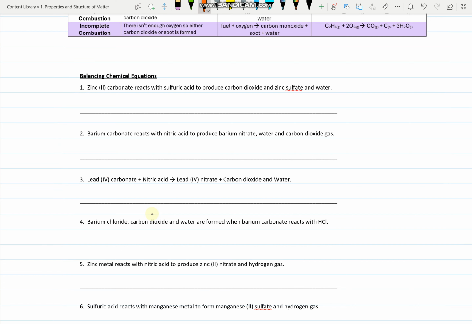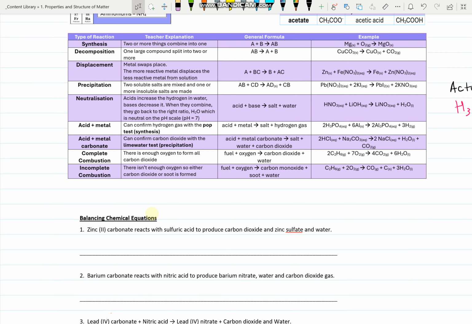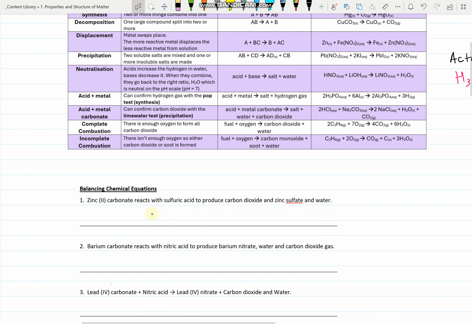All right, so this is zinc carbonate. Zinc's a metal, carbonate's a carbonate, no other way to put it. This is a metal carbonate and reacts with sulfuric acid. So this is an acid plus metal carbonate reaction, and it produces salt plus water plus carbon dioxide. That's already given to you in the word equation. What I'm telling you is eventually you'll just be able to do questions where they don't give you that. I should be able to just say zinc carbonate reacts with sulfuric acid, write a full balanced chemical equation.